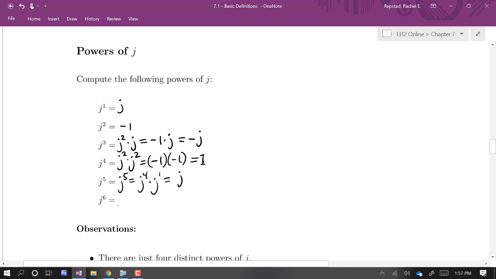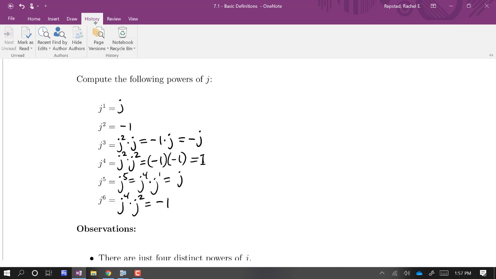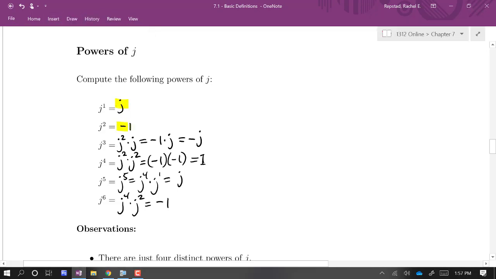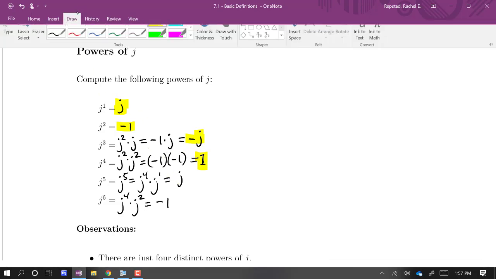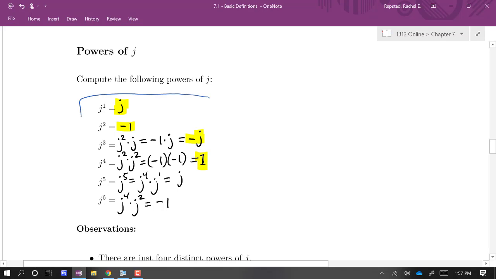And j to the 6th is j to the 4th times j squared. j to the 4th is 1, j squared is negative 1, so we just get negative 1. And in fact, you see this cycle repeat. So we have these 4 distinct powers of j: negative 1, negative j, 1, and then it begins again, right? So there are only 4 distinct powers of j. I can find higher powers, but they'll all be one of those 4.